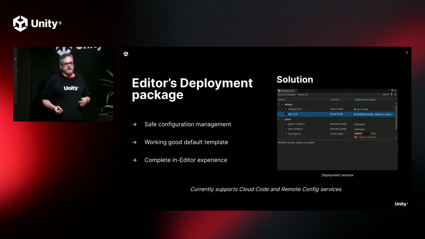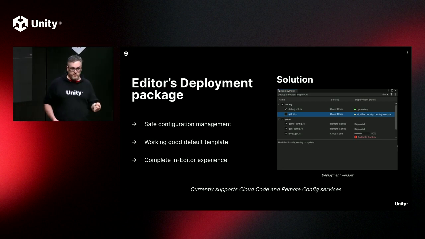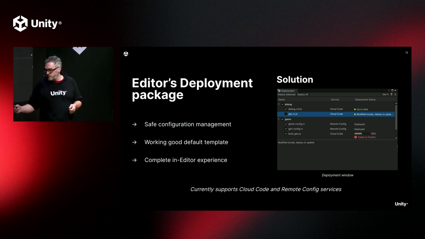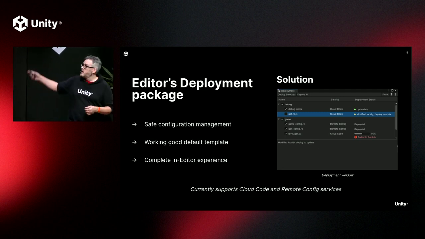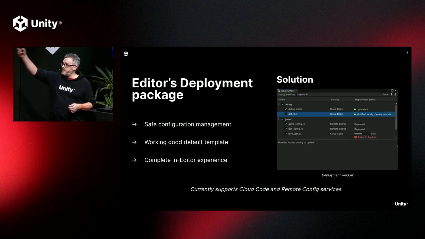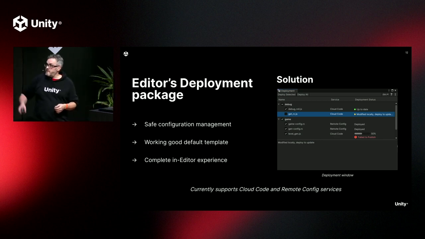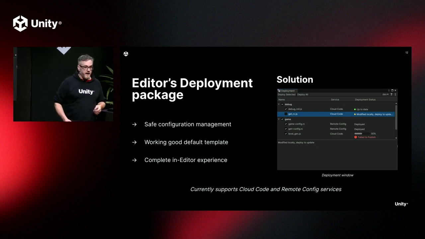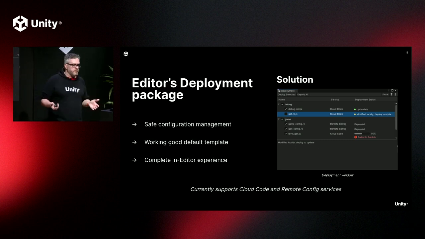Our solution to that is the deployment package. The deployment package is currently in pre-release. It supports cloud code and remote config. And the main interface of the deployment package is the deployment window. As you can see here, we have a bunch of deployable assets that live in our project. Some JavaScripts and some remote config files. Those also live in the project view in Unity, but in the deployment window, we show only what's deployable.